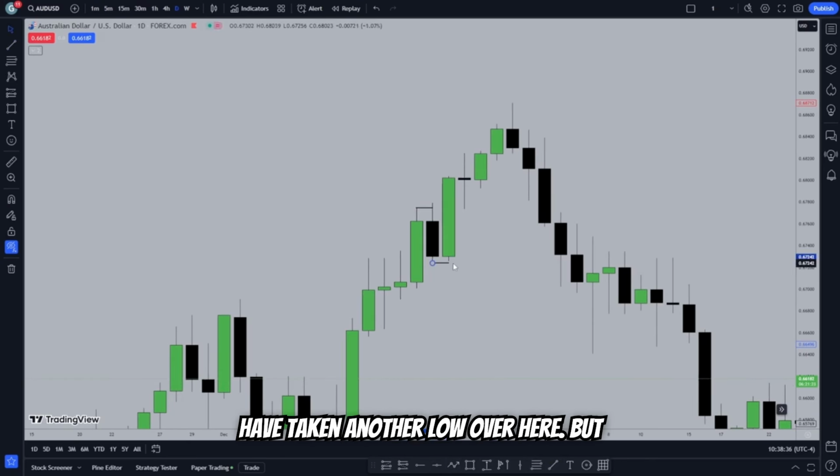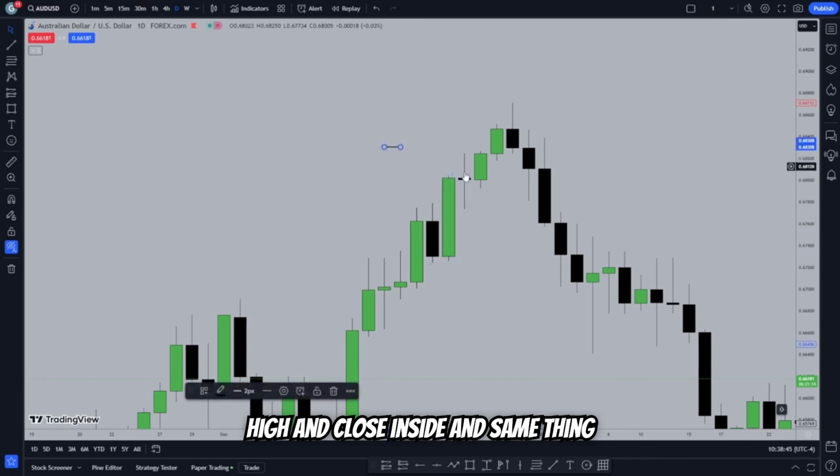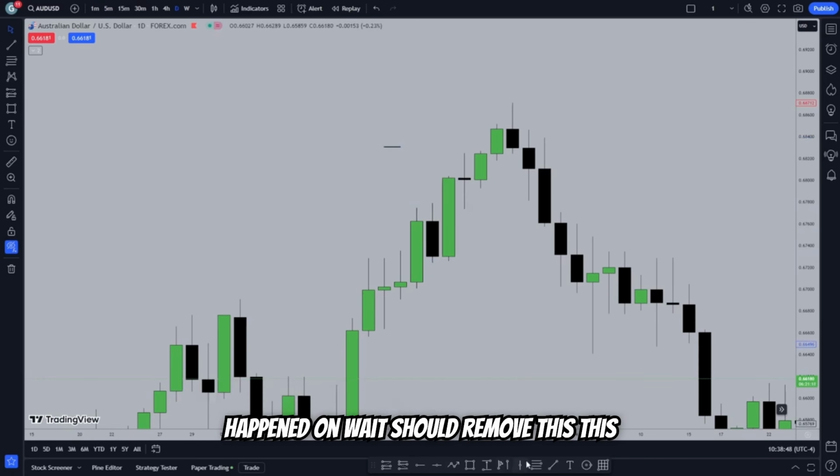It could have taken another low over here, but what happened? Price went up and took the high. The same thing happened on this day also: price went up, took the high and closed inside. It just took the high of this candle, not the low. The same thing happened on this day also, and on this day also.